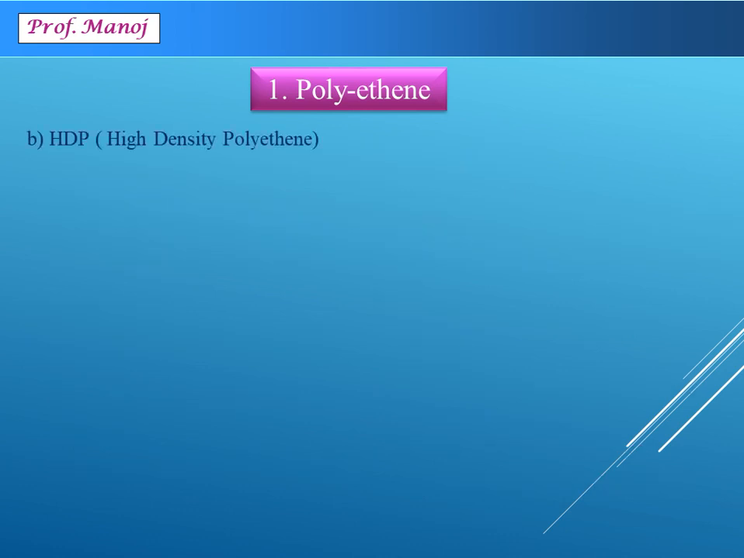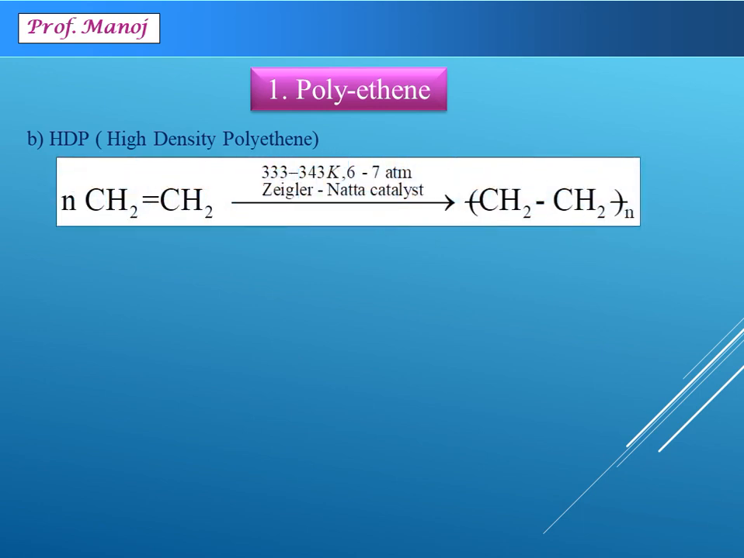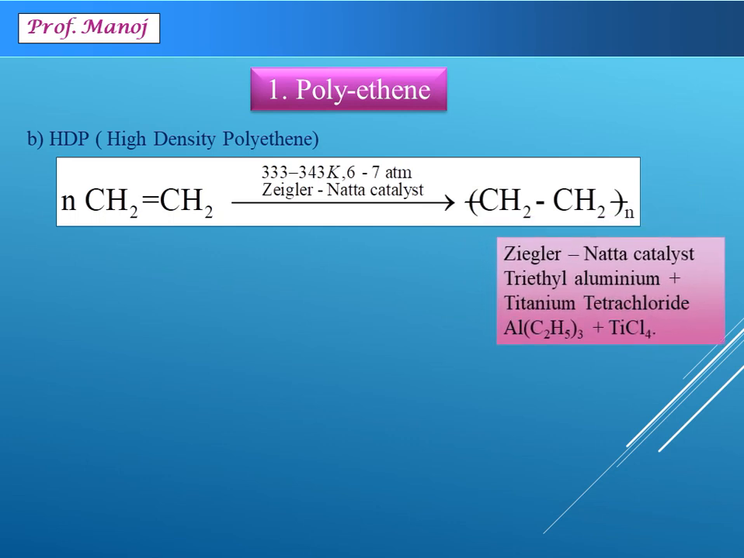The second type of polythene is HDP, high density polythene. It is prepared in more or less similar way except the temperature and pressure conditions. Also, a very important different catalyst is used here called Ziegler-Natta catalyst. What is a Ziegler-Natta catalyst? It is a combination of triethyl aluminium with titanium tetrachloride. Due to this catalyst, the pressure required is very low, 6 to 7 atmosphere only, and even temperature is not very high.